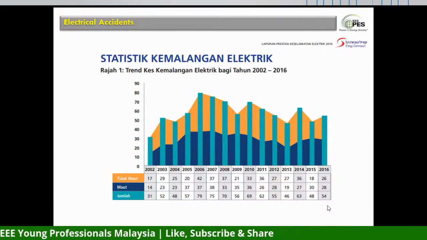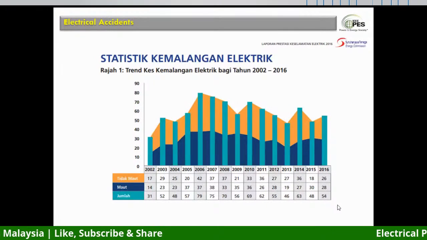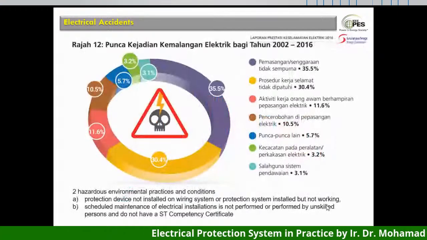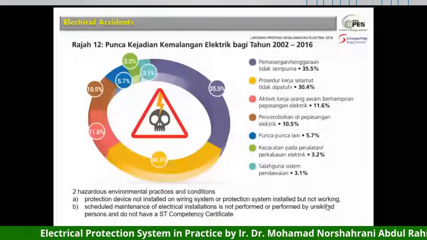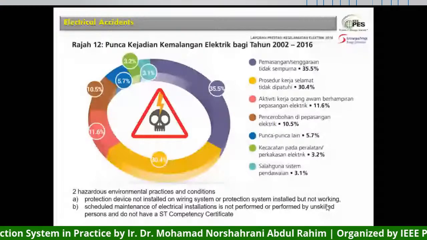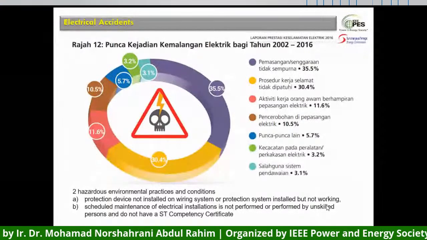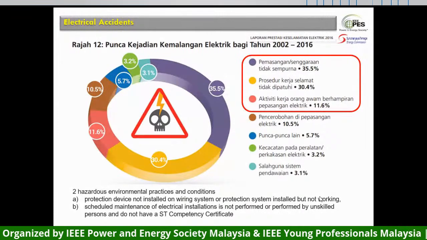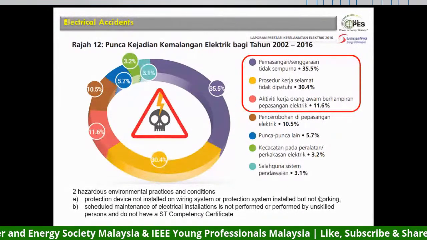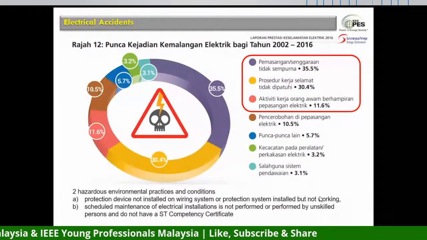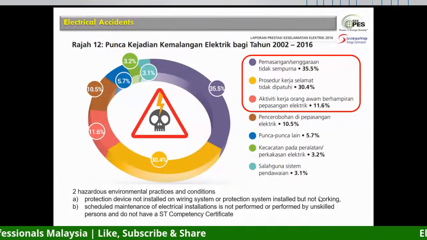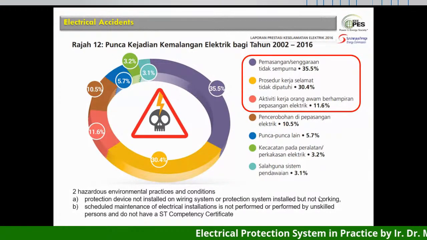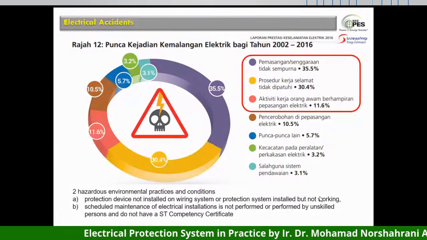From those statistics, the Energy Commission looked at the source: how do these accidents happen? From the top three statistics, the three main causes of accidents are improper installation and maintenance, which contributes 35%, employee compliance toward safety procedures, and the third one, trespassing onto the premises.